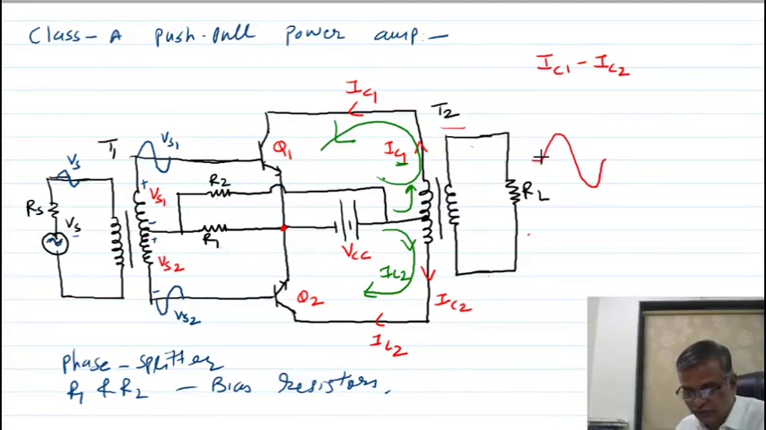Now, when Vs is negative, Vs1 is negative, Vs2 is positive. When Vs1 is negative, the base of the transistor will be less positive. When Vs2 is positive, base of the transistor Q2 is more positive. If this is more positive, the collector current increases, IC2. This collector current decreases because it is less positive. So IC2 is more than the IC1 in the next half.